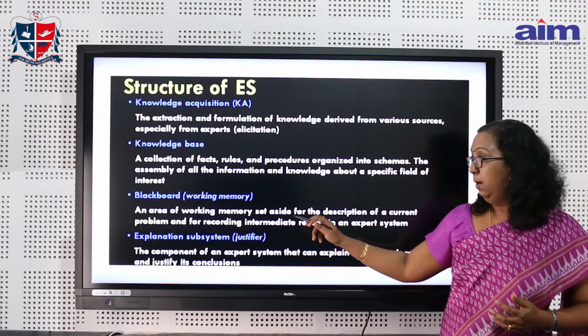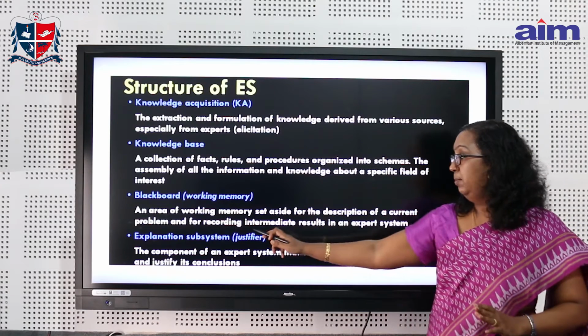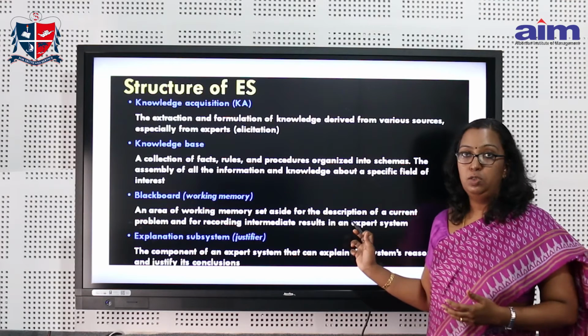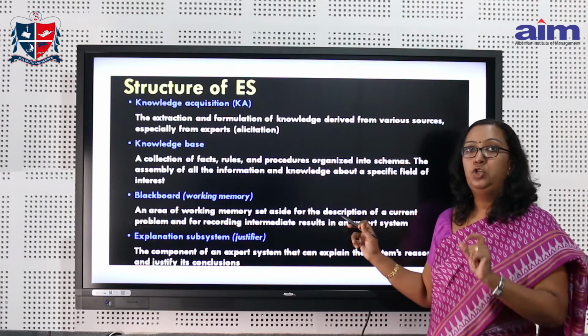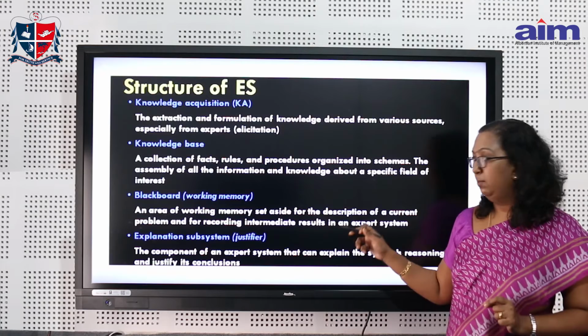Blackboard is a working memory. It is an area of working memory set aside for description of a current problem and for recording intermediate results in an expert system. So this is where the actual process will happen for a short period of time. When a query is given, the processing will happen in the blackboard.